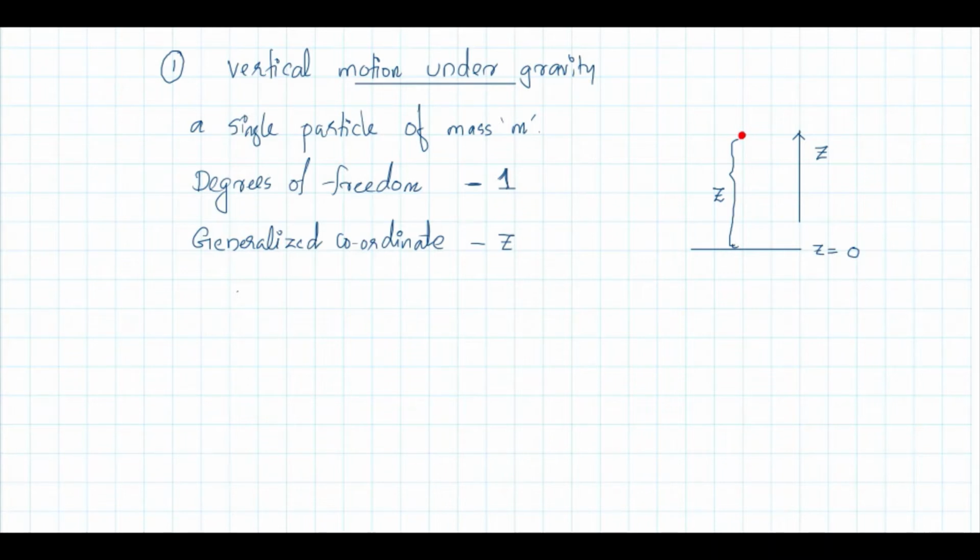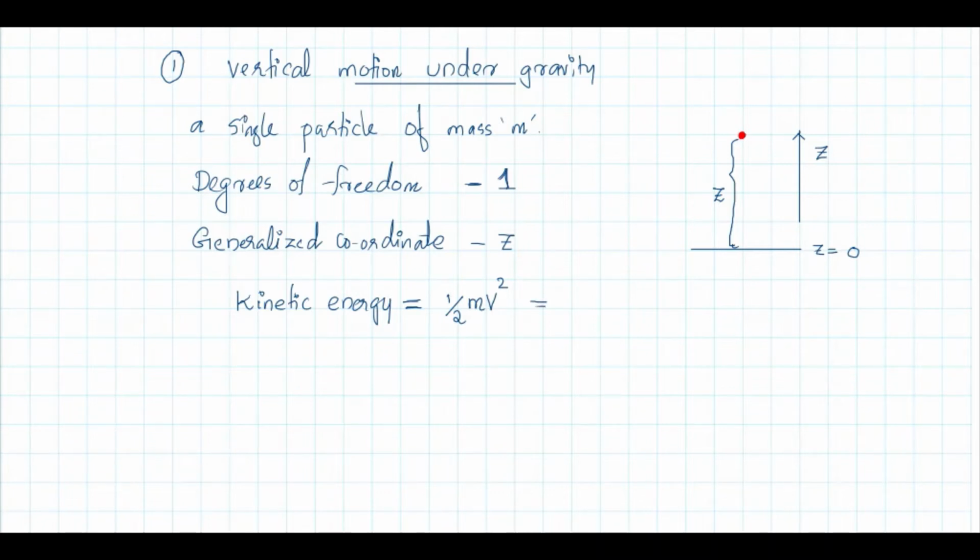Now, we identified the number of degrees of freedom and generalized coordinate. Then the next step is expressing kinetic energy and potential energy in terms of this generalized coordinate. What is kinetic energy? Kinetic energy is half mv square. That is the expression for kinetic energy for a single particle of mass m moving with the velocity.